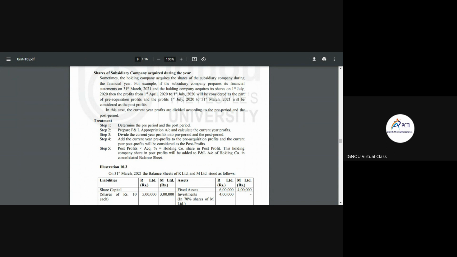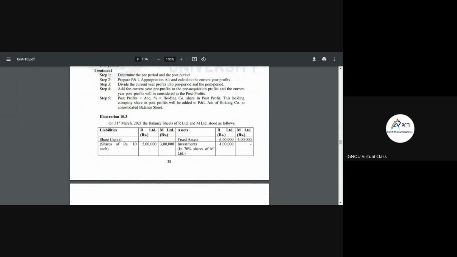Now, for this treatment, the first step is to determine the pre-period and post-period. The second step is to prepare the P&L appropriation account and calculate the current year profits. The third step is to divide the current year profit into pre-period and post-period. The fourth is to add the pre-period current year profit to the pre-acquisition profit, and the current year post-period profit will be considered as the post profit. Step 5 is post profit multiplied by acquisition percentage, which equals the holding company's share in post profit. This share will be added to the P&L account of the holding company in the consolidated balance sheet.